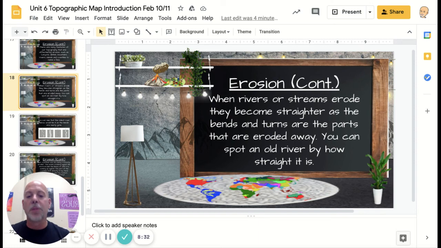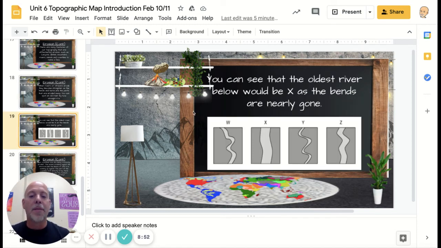When rivers or streams erode, they become straighter as the bends and turns are eroded away. If you have a really curvy river, over time, when they have floods and melting snow or big rainstorms, the water will erode the corners away and the river will become straighter. You can always spot an old river by how straight it is. So here we have an example. You can see that the oldest river below would be X, as the bends are nearly gone, almost straight.